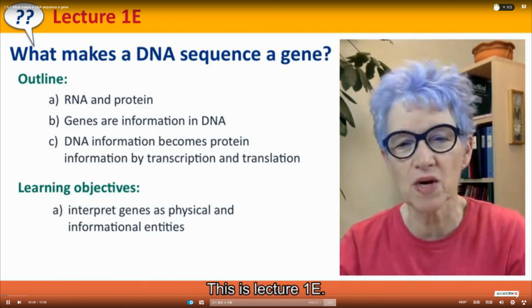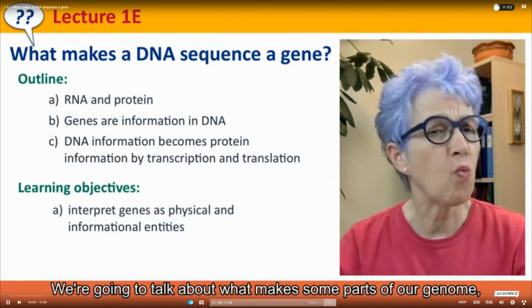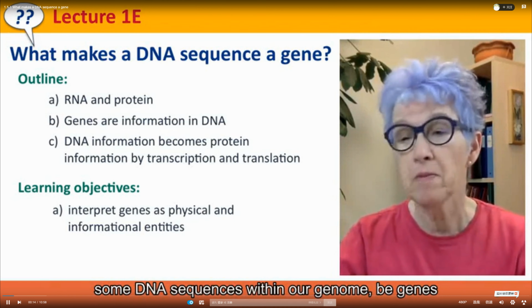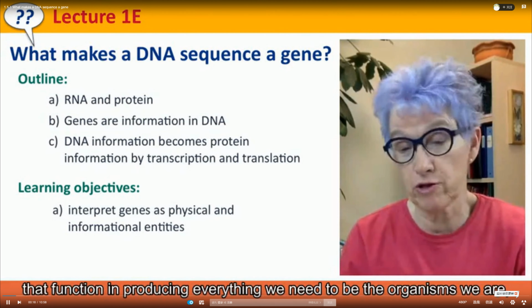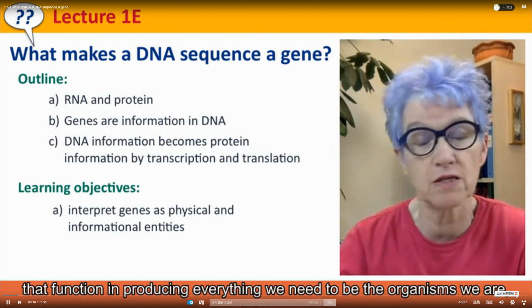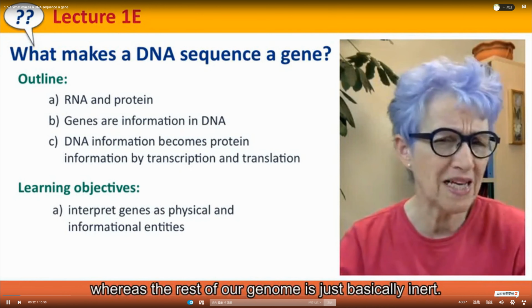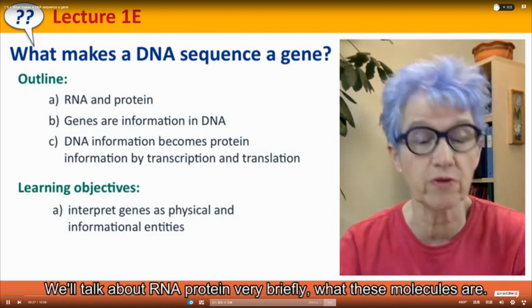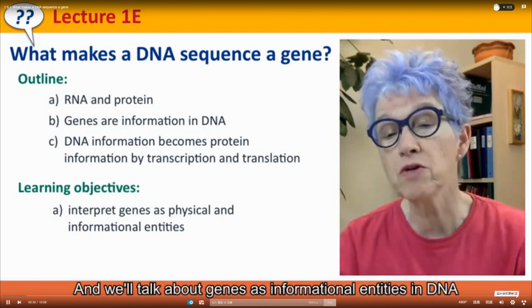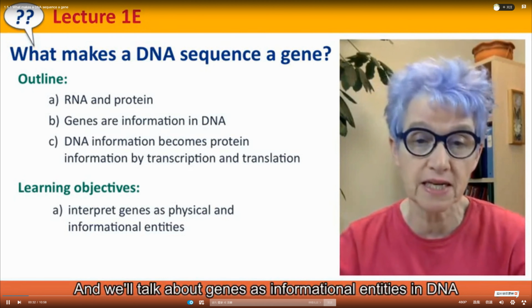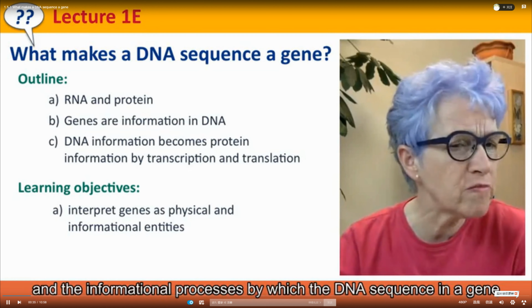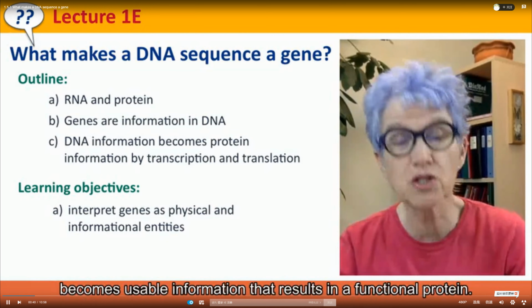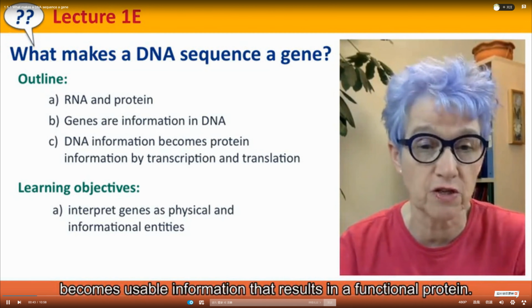This is lecture 1E. We're going to talk about what makes some parts of our genome, some DNA sequences within our genome, be genes that function in producing everything we need to be the organisms we are, whereas the rest of our genome is just basically inert. We'll talk about RNA and protein very briefly, what these molecules are, and we'll talk about genes as informational entities in DNA and the informational processes by which the DNA sequence in a gene becomes usable information that results in a functional protein.